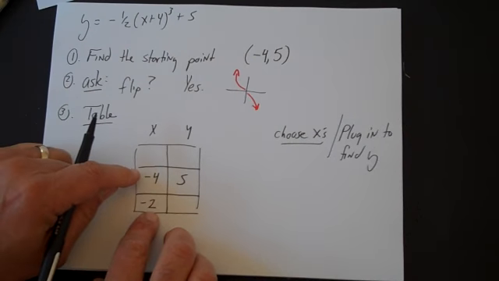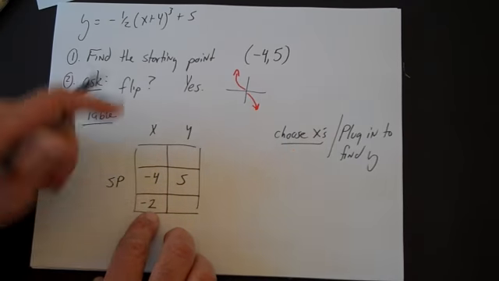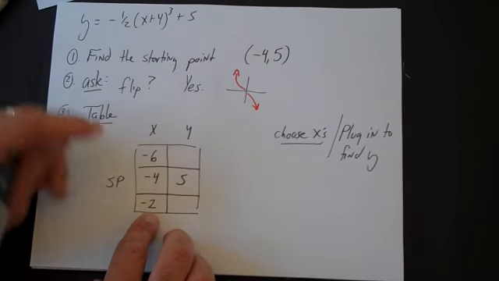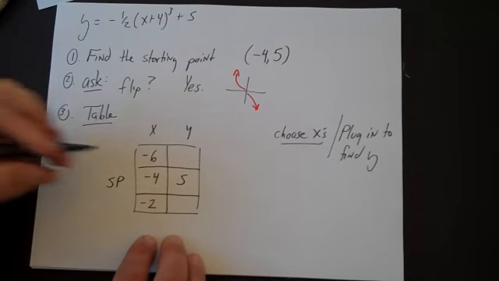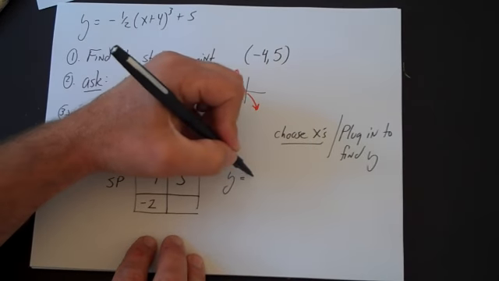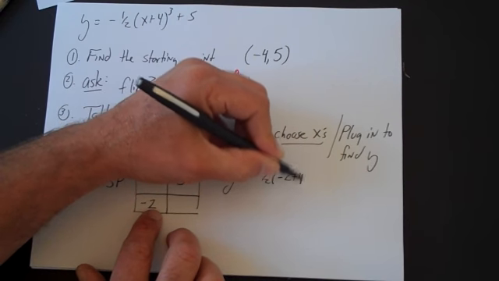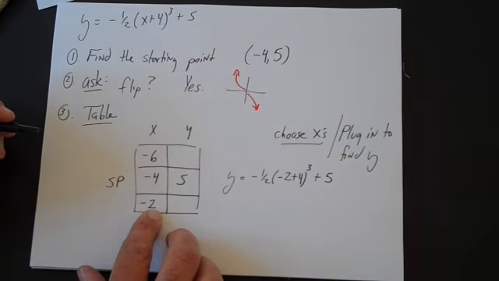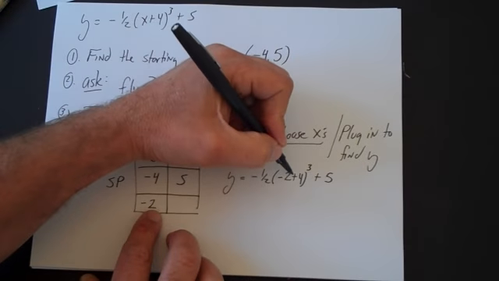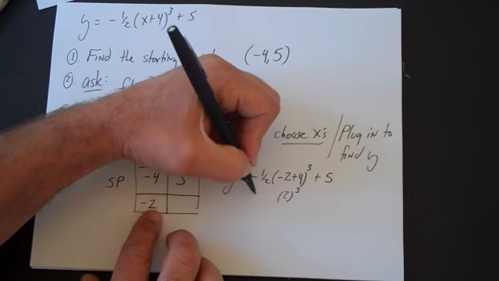The distance from minus 4 to minus 2 is 2 units, so I'm going to go back 2 units and choose a minus 6. I don't have to do that, but if I do, I get a certain symmetry that's going to make it look prettier. So now y is equal to minus 1/2 (minus 2 plus 4) cubed plus 5. Minus 2 plus 4 is a positive 2, so that's 2 cubed.